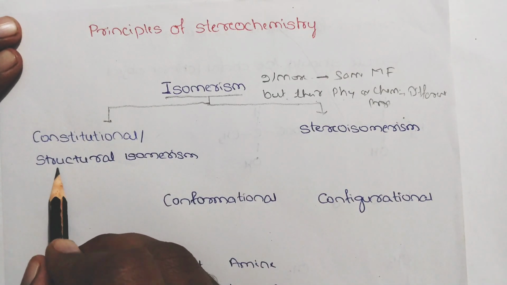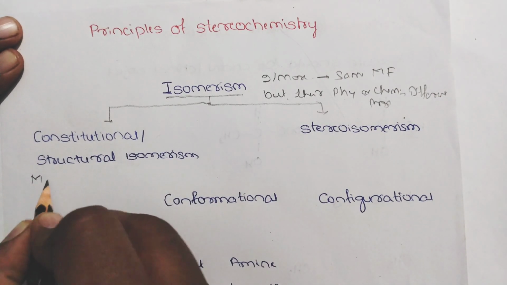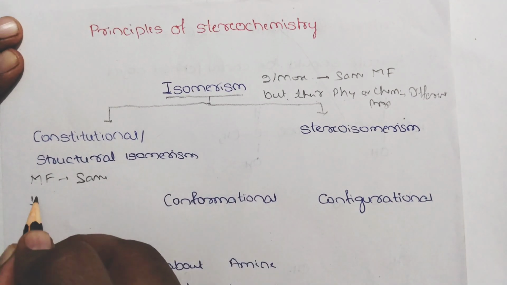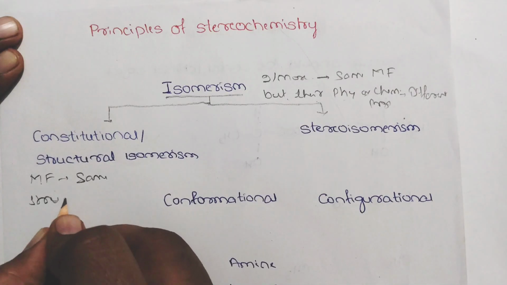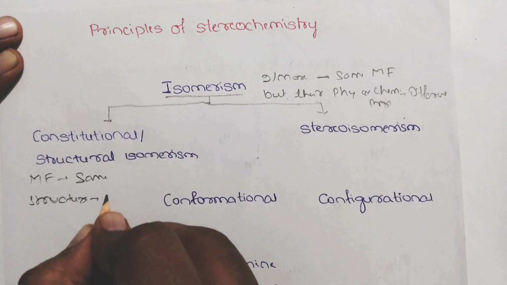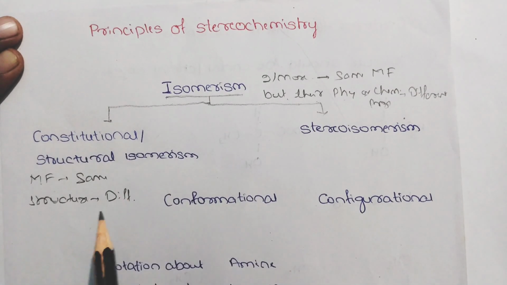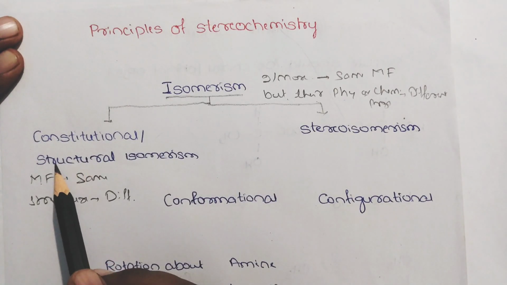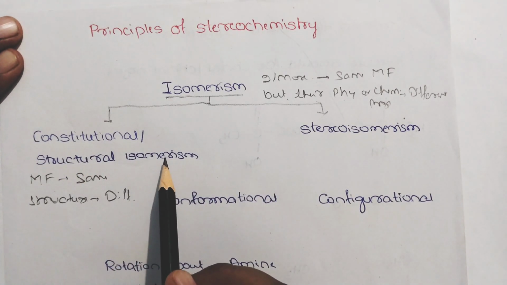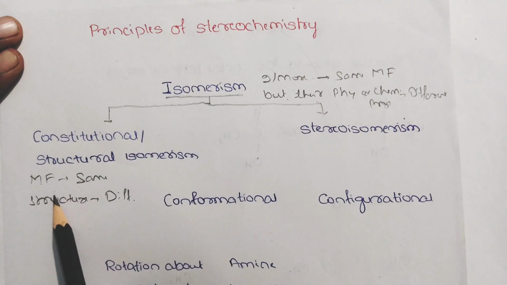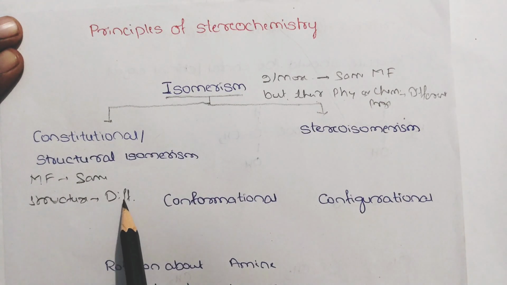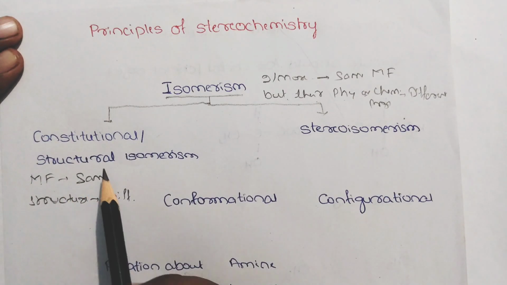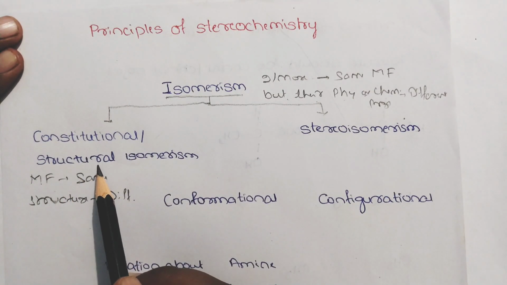Here the molecular formula is the same, but their structure is different. Because of the change in the structure, their physical and chemical properties are different. Structural isomers are isomers which have the same molecular formula but a different structure, meaning the constitution of atoms is different. Hence these are called constitutional or structural isomers.